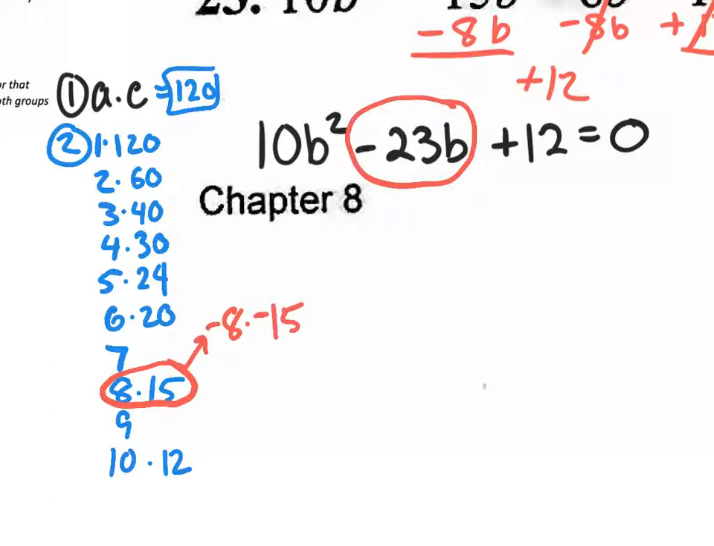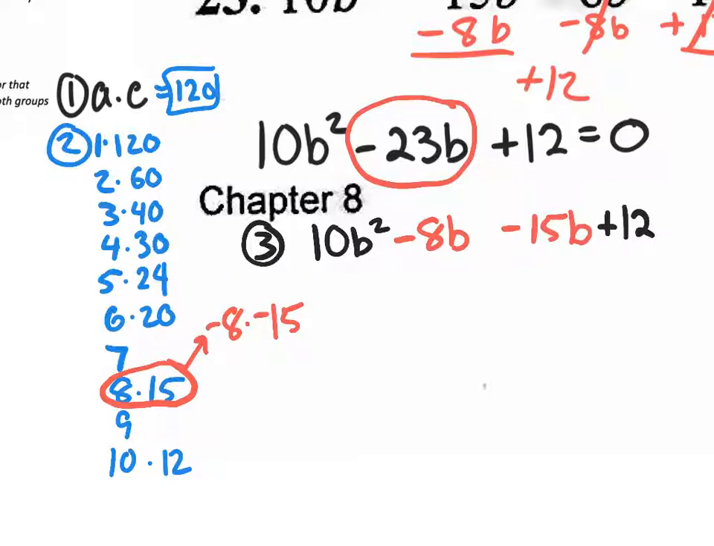So step 3 on this long process is to rewrite our quadratic trinomial as a quadratic polynomial so we could factor by grouping. So I'm going to rewrite my trinomial as a polynomial. So here's 10b squared. Now the middle term -23b, I'm going to rewrite that as -8b and -15b. And of course I'm going to bring down the plus 12 equaling 0. So I can now factor by grouping.